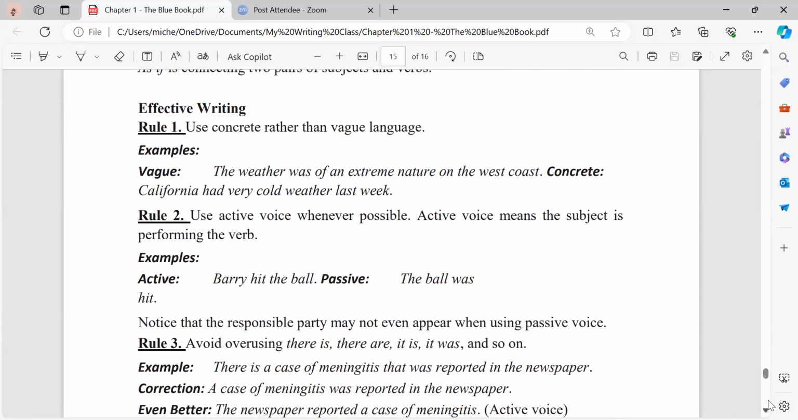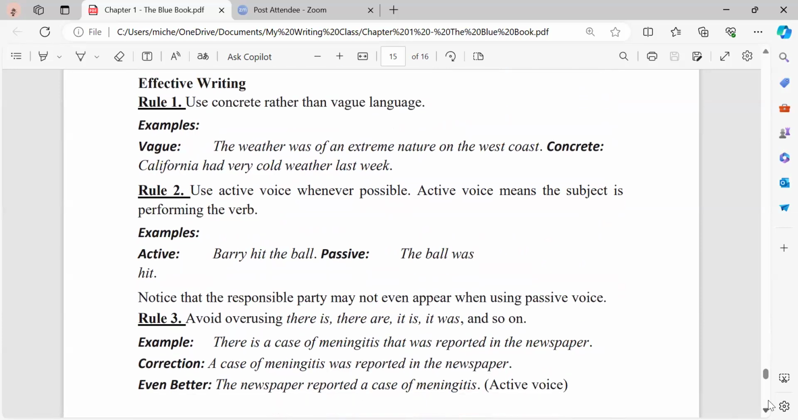Now we have effective writing right here. So now we're going to the writing part. Use concrete rather than vague language. This is vague language, meaning that it is ambiguous, usually like that: the weather was of an extreme nature on the west coast. Concrete, well: California had very cold weather last week.